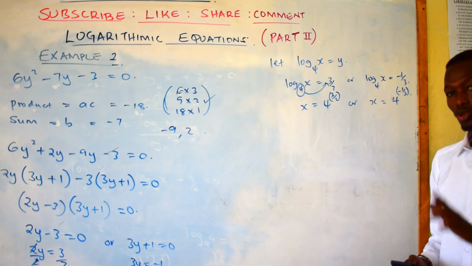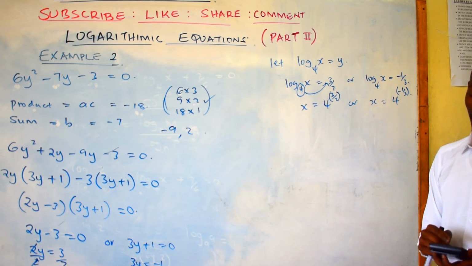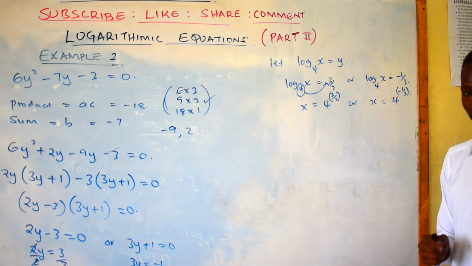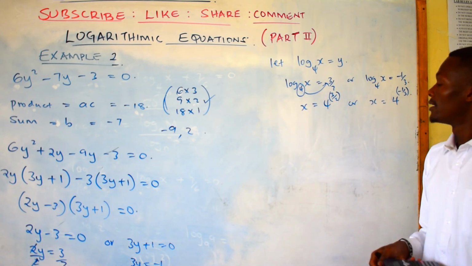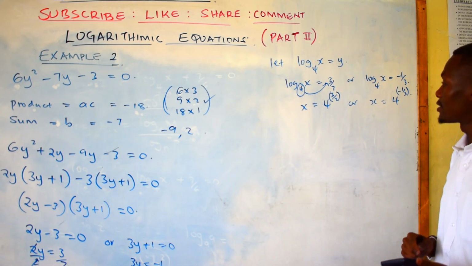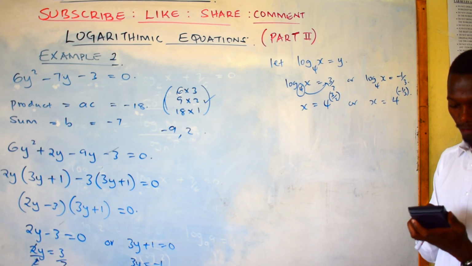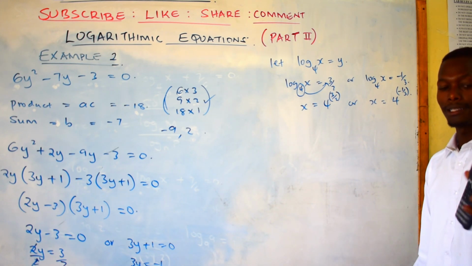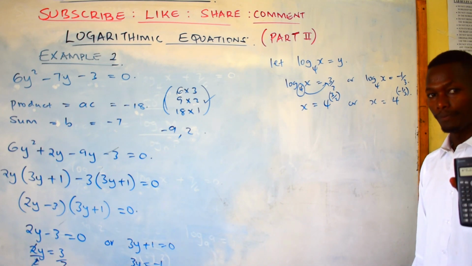Now let's check two solutions. Let's check the other solution without putting the brackets. Using the fx calculator, if you take 4, you raise it to power 3 over 2 without putting the brackets, we get our answer to be 32.